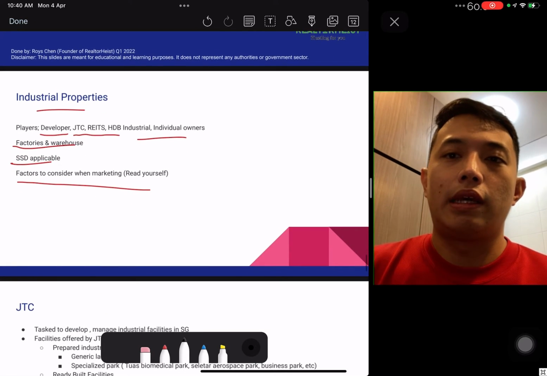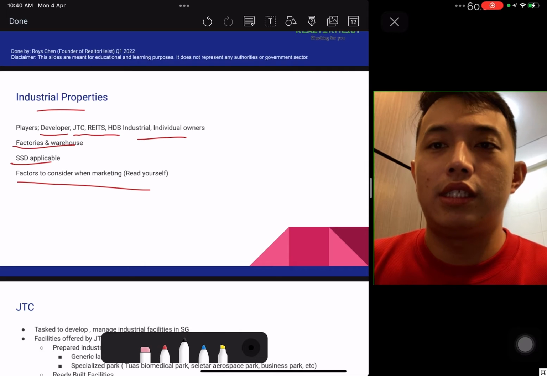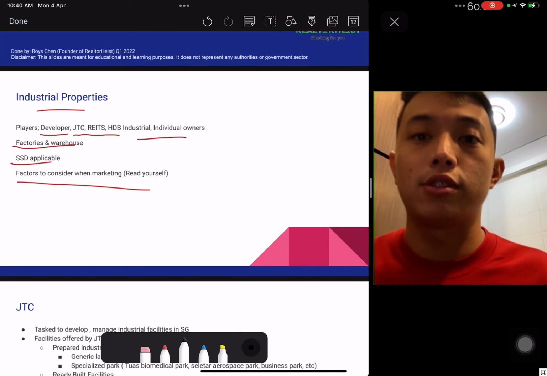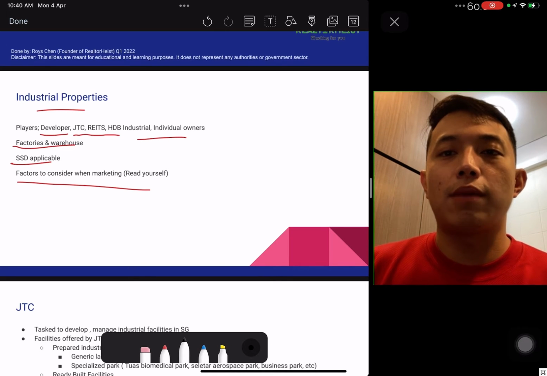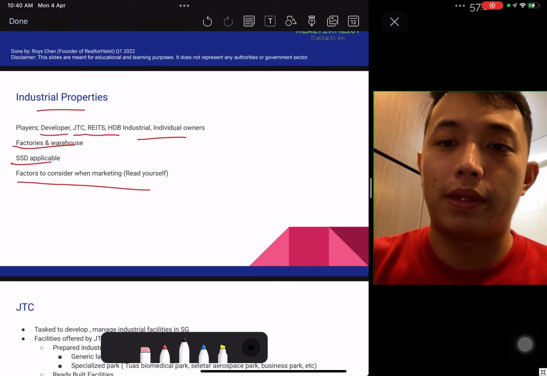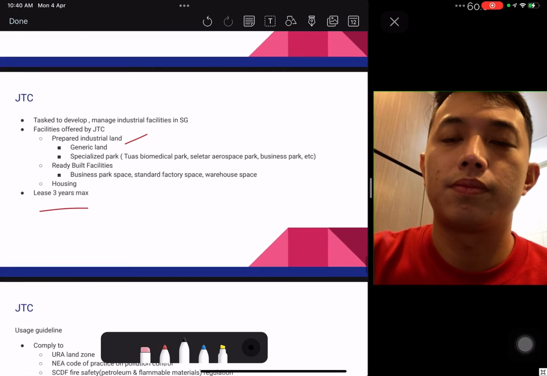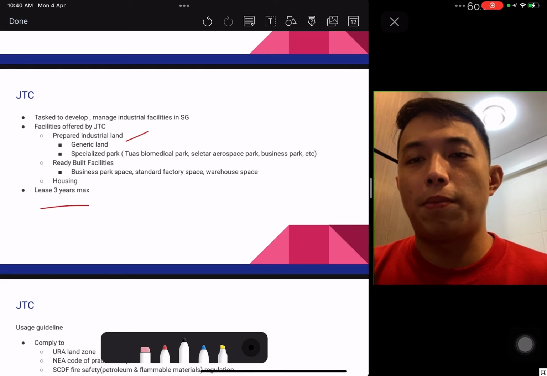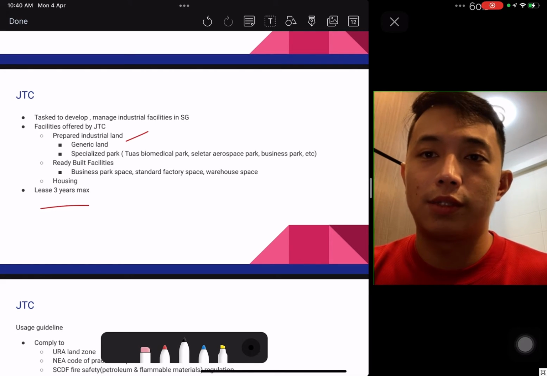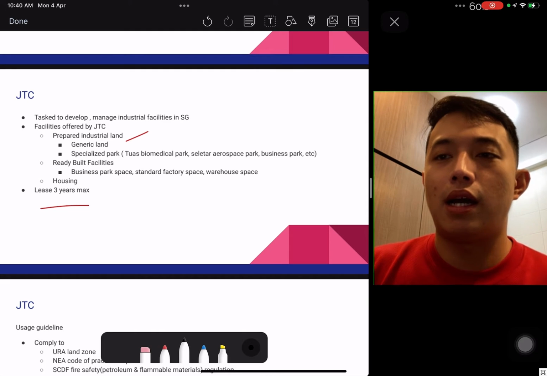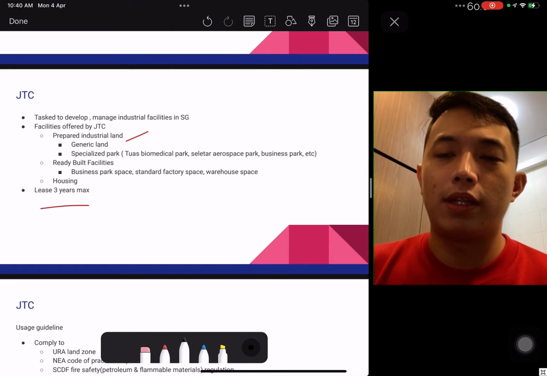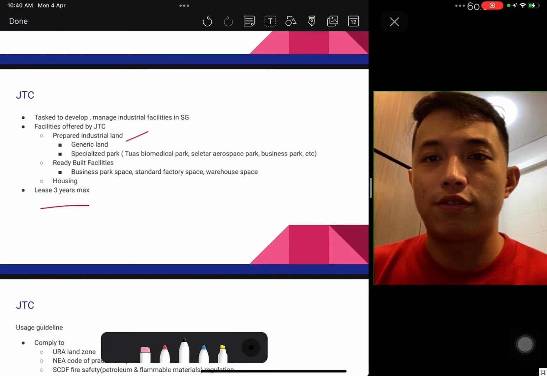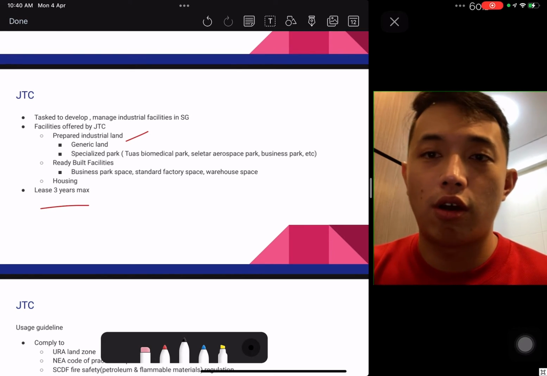So for industrial property, there will be developers, JTC, REITs, HDB industrial, and individual owners. Mostly are factories and warehouses. So SSD, seller's stamp duty, is applicable to industrial property and residential property. So JTC has prepared industrial lands, such as generic lands or specialized lands, such as business park, aerospace park, biomedical park, metropolis. Okay, all those are ready-made space, offices for them. So JTC already divided them quite a lot, or even some housing.